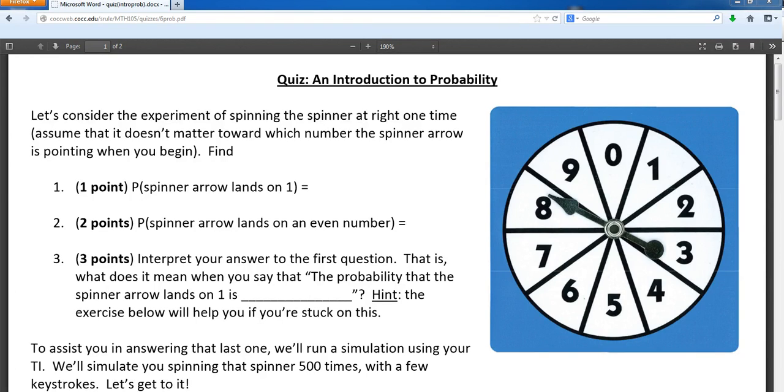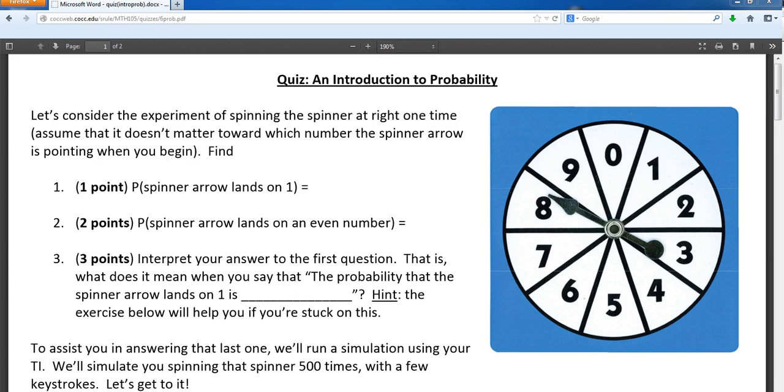Hey everybody! The purpose of this video is to get you some solutions to some of the questions of this probability quiz here that involves the spinner. Just some, because some of them are going to involve random numbers you're generating on your TI, and I can't really simulate that for you. Well, I can, but it'll be different than yours. So anyway, the first three we can totally answer.